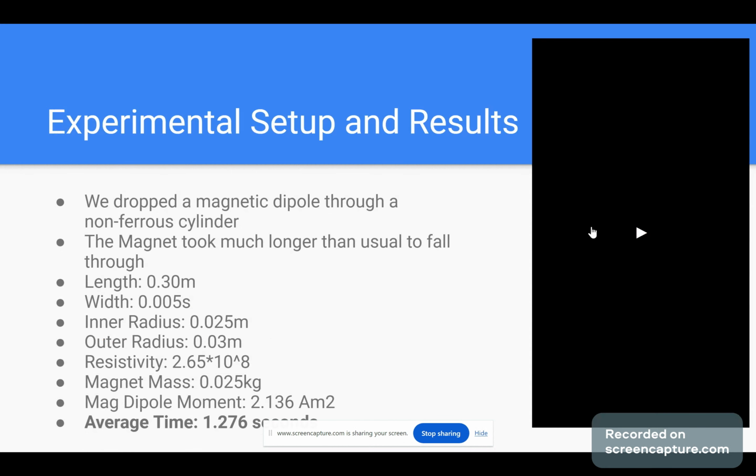So the experimental setup and results: we dropped a magnetic dipole through a non-ferrous cylinder. The magnet took much longer than usual to fall through compared to if it were not within a magnetic cylinder. And here are some dimensions of the cylinder: its length, width, inner radius, and outer radius, you can see, and its resistivity, and then the magnetic mass and the magnetic dipole we also have. And so here's a video of the experiment.